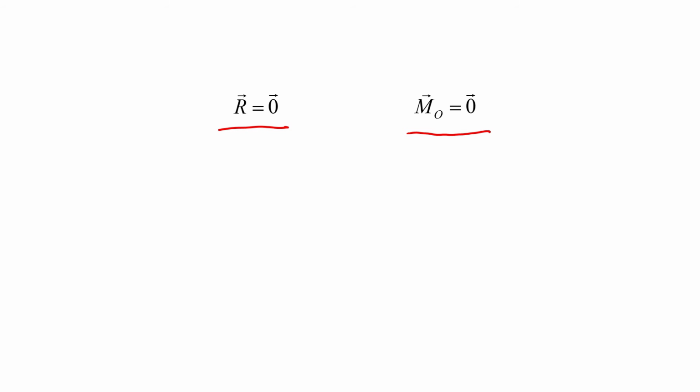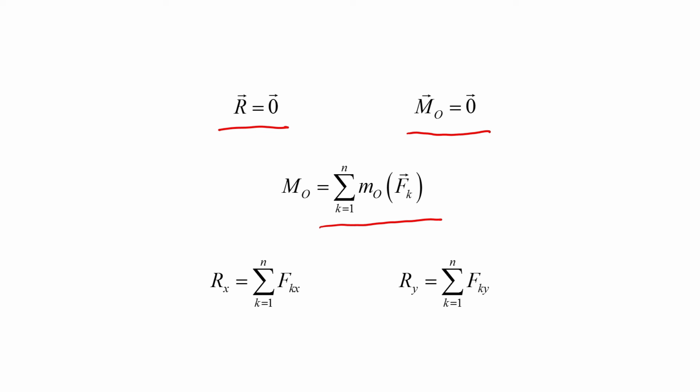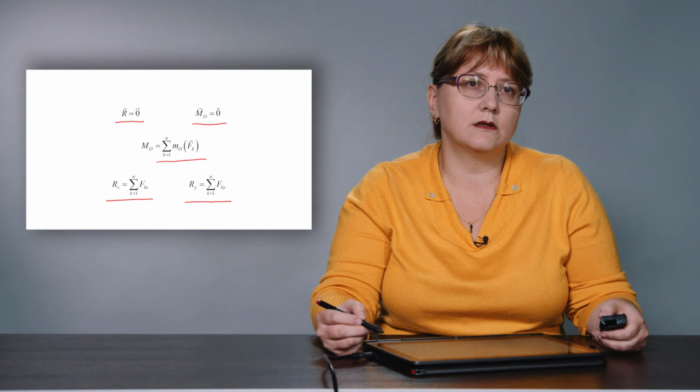As we consider the case of equilibrium of a rigid body under a coplanar force system, the principal moment is an algebraic value equal to the sum of moments of all the forces with respect to a chosen center. And the principal vector is represented with its two projections. The projection on the axis x is equal to the sum of projections of all forces on the axis x, and the projection on the axis y is equal to the sum of projections of all forces on the axis y.